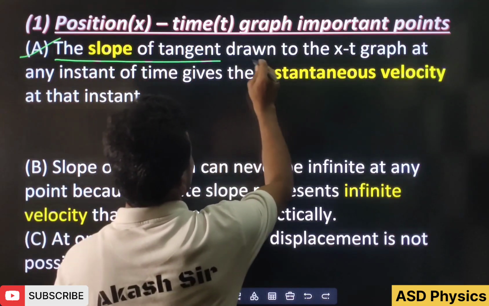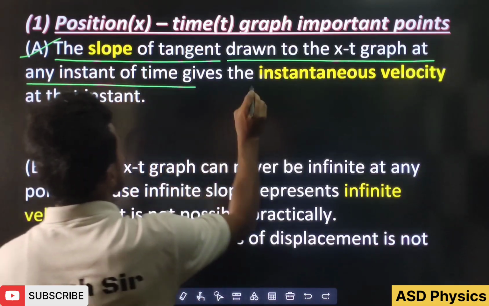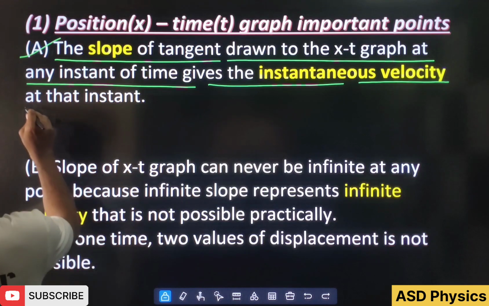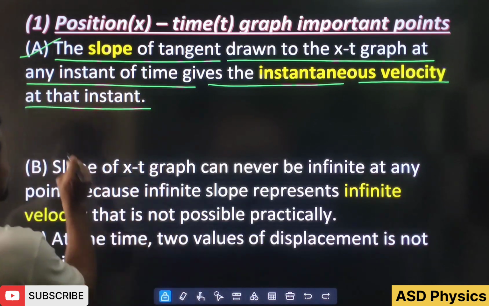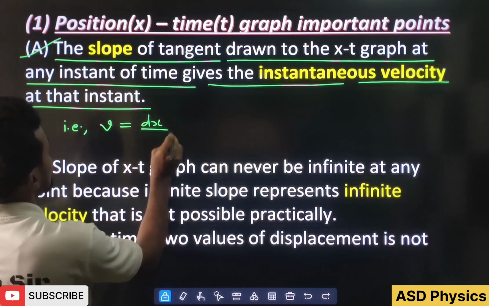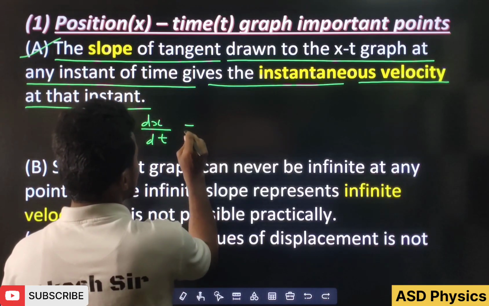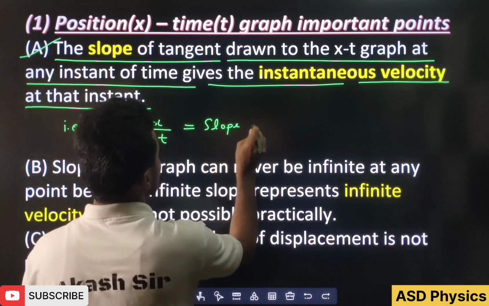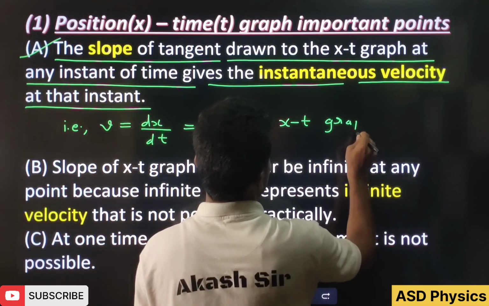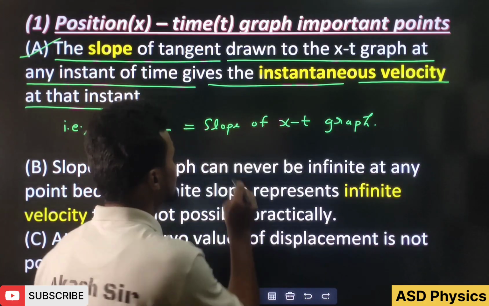The slope of the tangent drawn to the XT graph at any instant of time gives the instantaneous velocity at that instant, okay? Mathematically, we can write V equal to dx by dt. And what is the significance of differentiation? Slope. So V equals the slope of the XT graph.